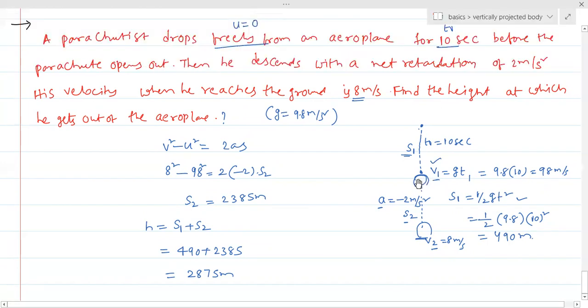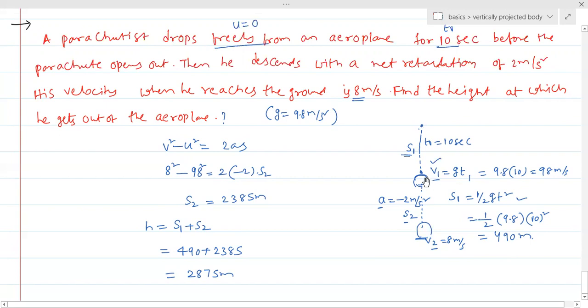From here the parachute opens out. When the parachute opens out, it has retardation. It has air opposition, so because of that, it was not traveling with gravity. It was traveling with a retardation. Retardation means negative acceleration, minus 2 meters per second square. And finally, it reaches the ground with a velocity 8 meters per second.